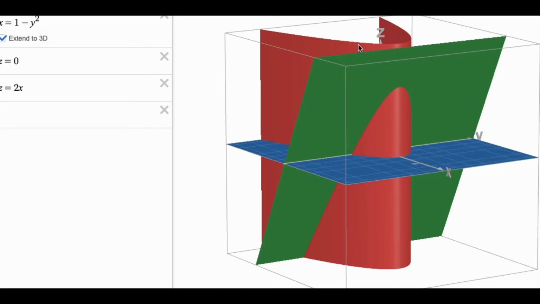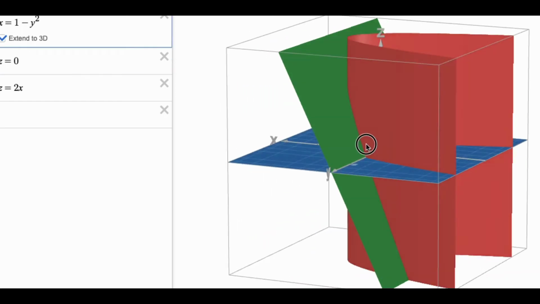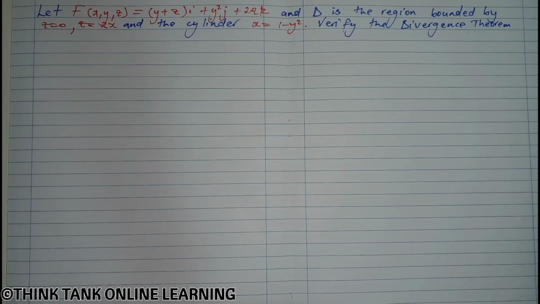So this is the solid we are talking about. Now that we know what we are dealing with, first of all we're going to start with the easiest side.